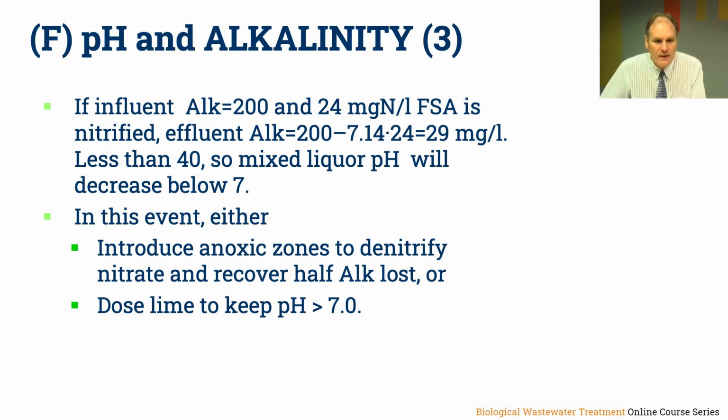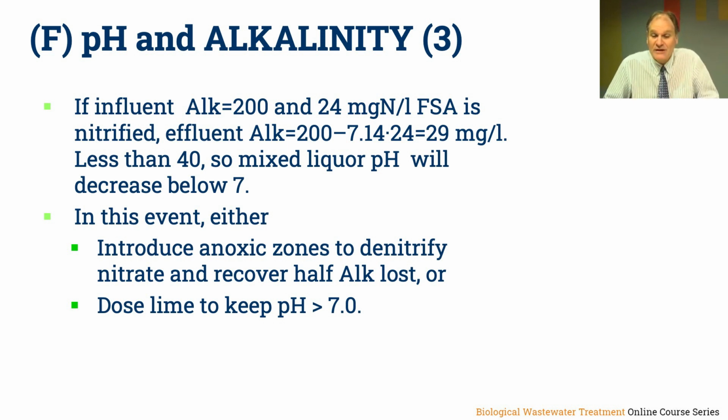So, for example, if we have a wastewater treatment plant where the influent alkalinity is 200 milligrams per liter as CaCO3, and we are nitrifying 24 milligrams per liter of ammonia to nitrate, then the effluent alkalinity will be 200 minus 7.14 times 24, which is then equal to 29. So 200 minus 7.14 times 24 is 29 milligrams per liter of CaCO3 alkalinity. This is less than the approximate value of 40, so the mixed liquor pH will decrease below 7.